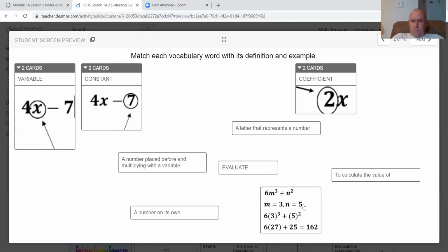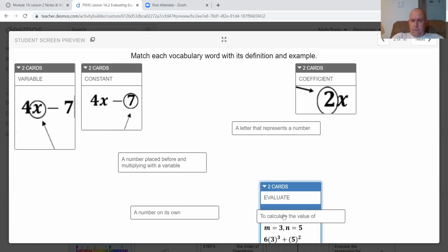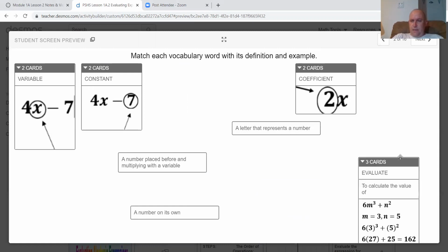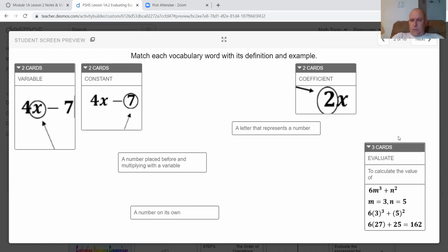I can see on here some numbers have been placed into a formula, and then we've worked out what the answer actually is. So that could easily be calculate the value of or evaluate. I'm actually wondering if it's all three together. You can actually have more than one. So I'm going to put those two together, although we do have three left over here. So let's see what we have.